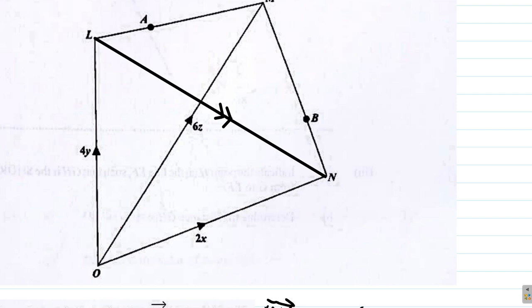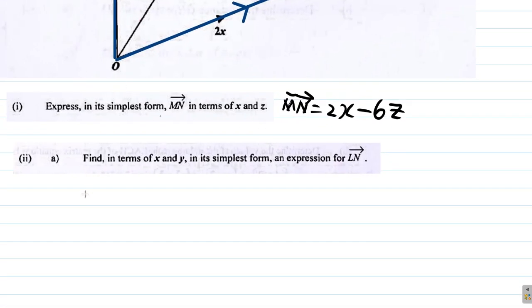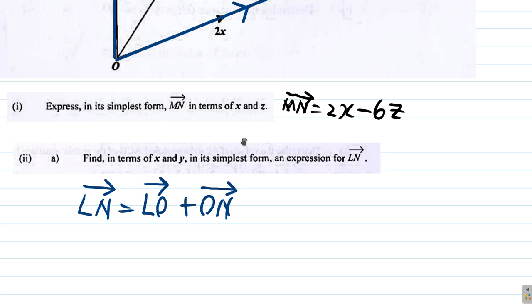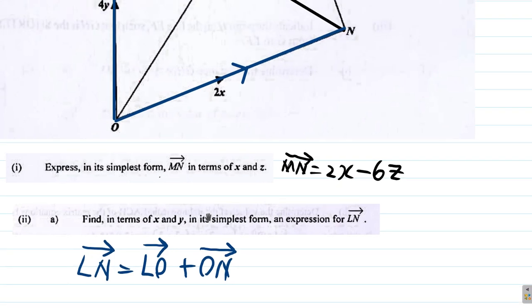So, in terms of this, you could go from L to O. So you could go along this arrow, then O to N. So you go along this arrow, alright? So as you see, LN is LO plus ON. Let's write that down. LN is equal to LO plus ON. Alright? Now, you want it in terms of x and y. That means you should end up with x's and y's and numbers. Alright?